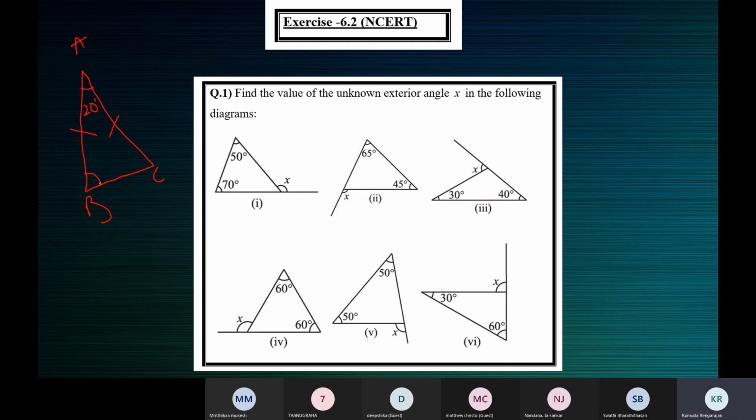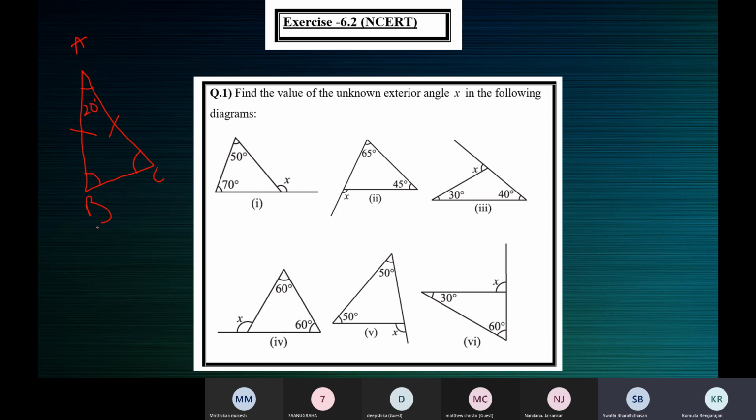Now find angle B and C, children. Find angle B and C. Children, my question is, in the triangle ABC, find the measure of angle B and angle C.